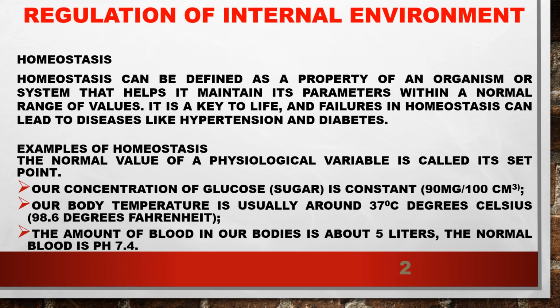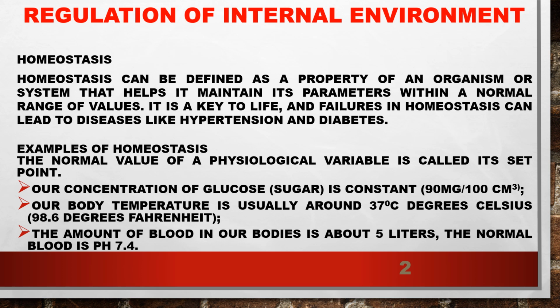Our concentration of glucose or sugar is constant at 90 mg per 100 centimeter cube. Our body temperature is usually around 37 degrees Celsius, which is equivalent to 98.6 degrees Fahrenheit. The amount of blood in our body is about 5 liters, and the normal blood pH is 7.4. So what are we saying about homeostasis?